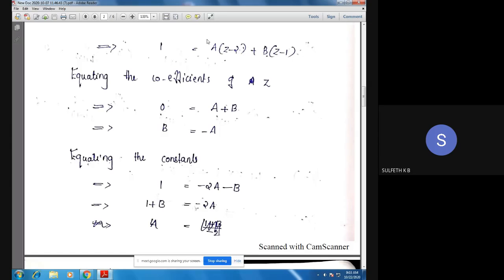b. If you have any doubt, you can expand these terms. You can multiply a into z minus 1 and plus b into z minus 1. We can expand these terms as az minus 2a plus bz minus b. Then you can equate the constant terms and equate the coefficients of z. If you have any confusion, expand these terms. Clear?